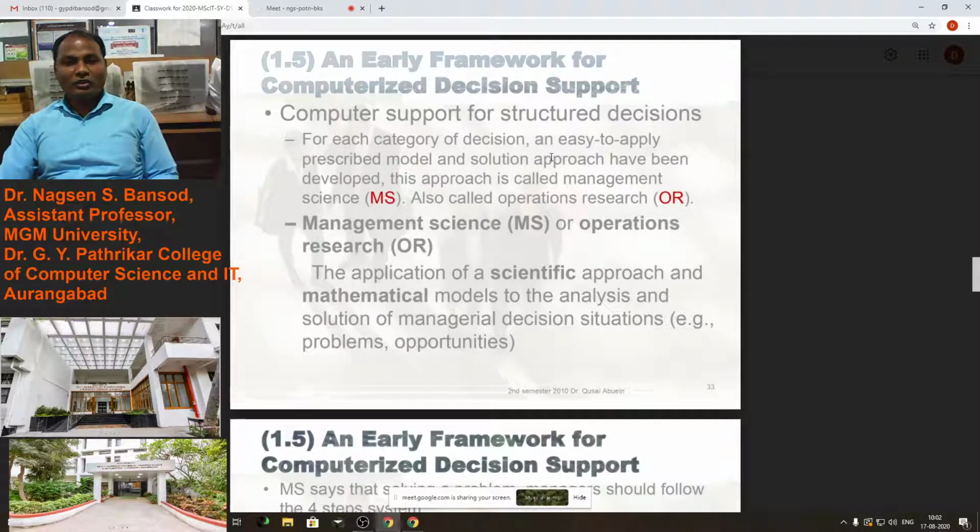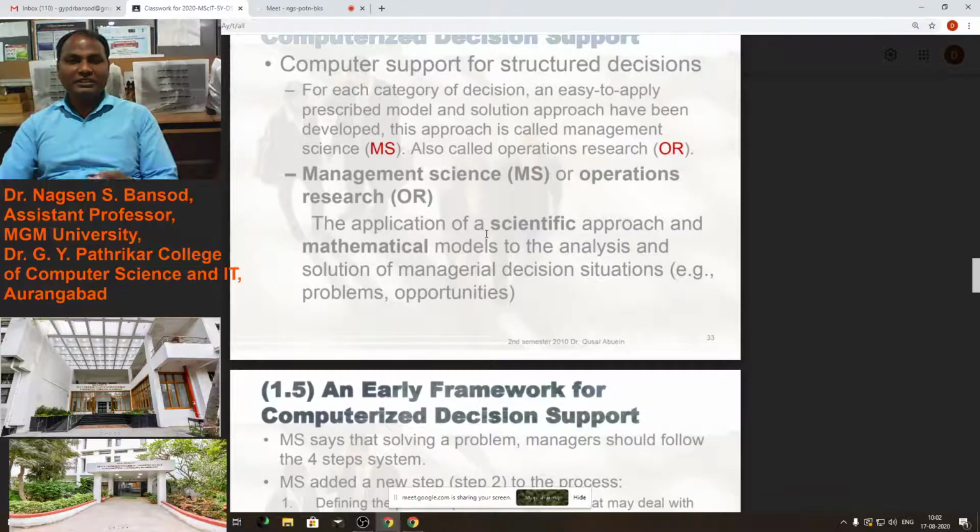Computer support for structured decisions. For each category of decision that is easy to apply, prescribed models and solution approaches have been developed. This approach is called management science, also called operational research.